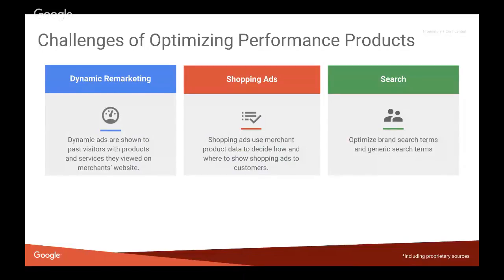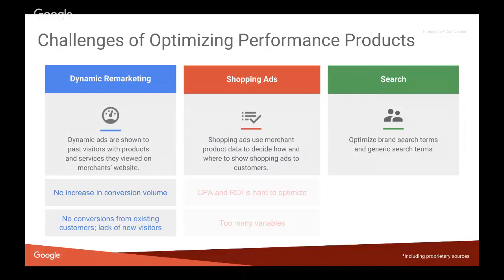So back to the 3 performance products that we have just talked about. For dynamic remarketing, most of the time the challenge lies in getting incremental conversions. Because when you are doing just remarketing, you will probably see great performance at the beginning, but after a period of time you no longer see incremental conversions, and you also don't have new visitors visiting the client website.